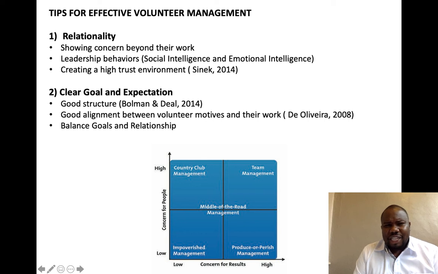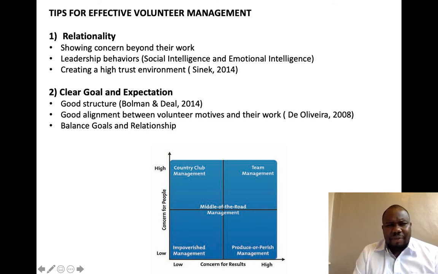And relationality also correlates with Bolman and Deal's human resource frame, which advocates for a concern for the people or followers in an organization. It advocates for an investment in volunteers, treating workers well in an organization.